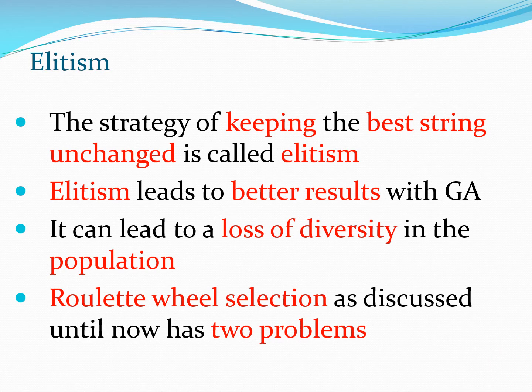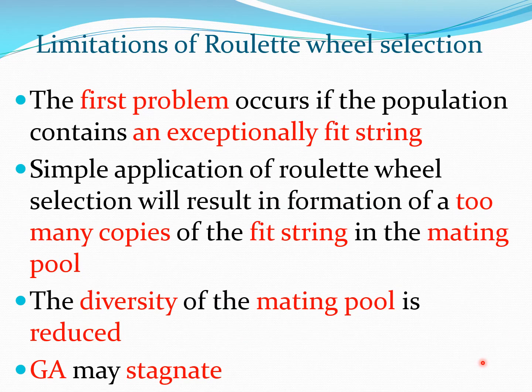So now the typical roulette wheel selection we have discussed until now has two problems. The first problem takes place if the population contains a string which is exceptionally fit. In this case, what will happen is that there will be too many copies of this exceptionally fit string in the mating pool, and therefore the diversity of the mating pool is going to be reduced and the GA may stagnate in such a scenario. So that's the first limitation of the roulette wheel selection the way we have defined it.